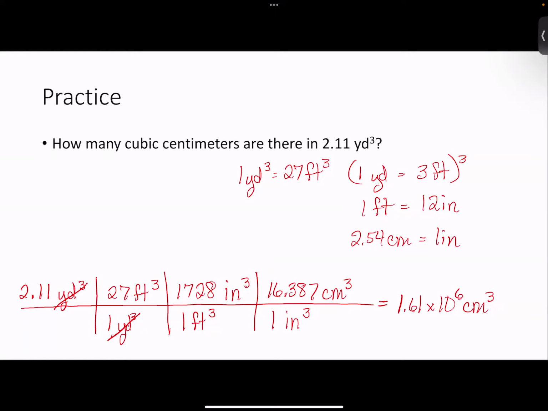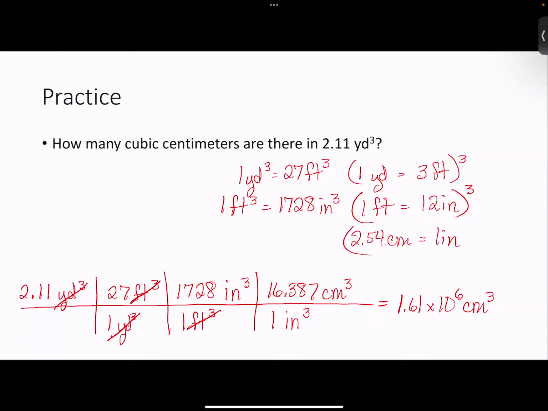But I need centimeters cubed, so I went the next step and I had 1 foot is 12 inches. And I cubed it. So you had 1 cubed, which is 1 foot cubed, is equal to 12 cubed, which is 1728 inches cubed. I placed the foot cubed in the denominator so that it would cancel out, leaving inches cubed. But I needed centimeters cubed.